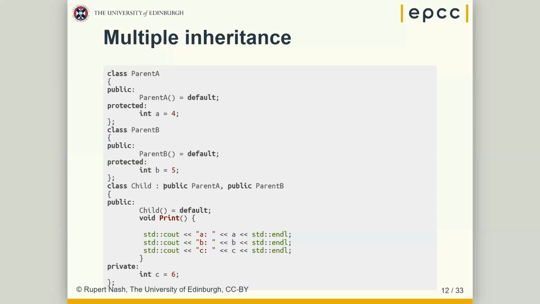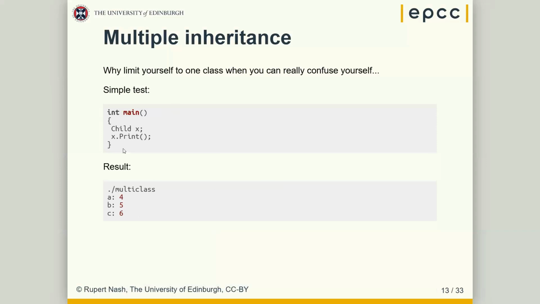In my child, the special thing I'm doing here is I've got a list of classes I'm inheriting, public A and public B. By doing this, I have information. Once again, my child class has its little int C that is private, and we print all three of them. Again, this code has not changed.